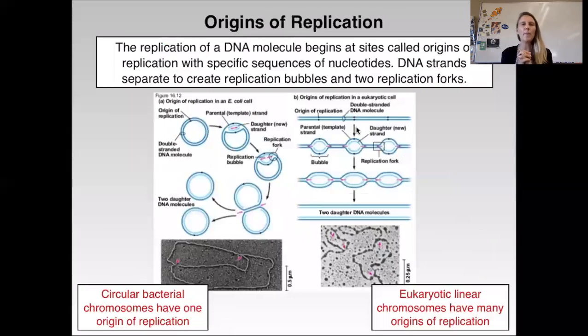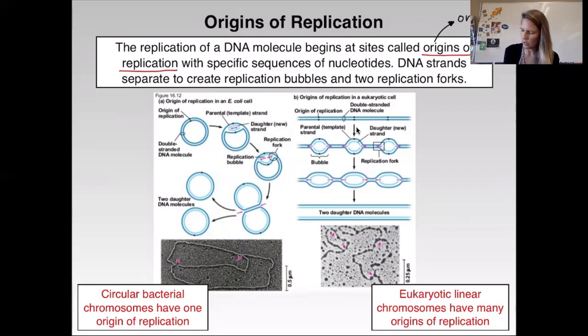So DNA replication, which is what we're focusing on, always begins at sites called origins of replication. Sometimes those are called ORI, and I'll probably say that just because I'm lazy. They're dictated by specific sequences of nucleotides within the DNA sequence. And the DNA starts separating at that point to create what are called replication bubbles.